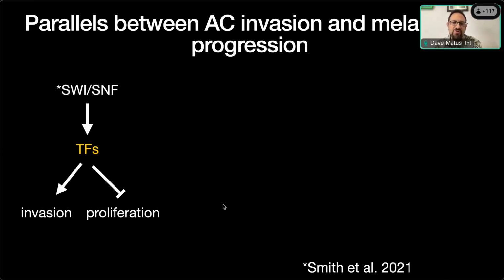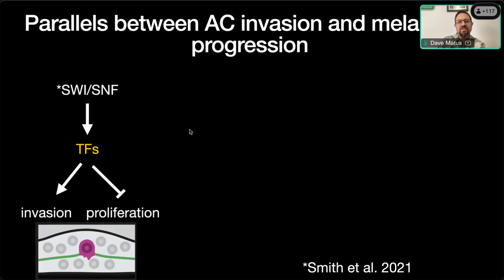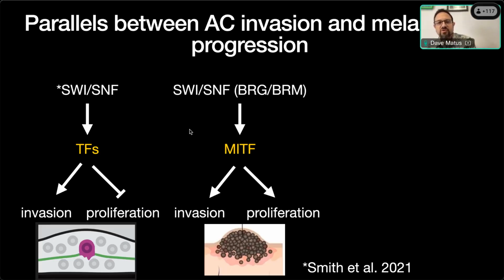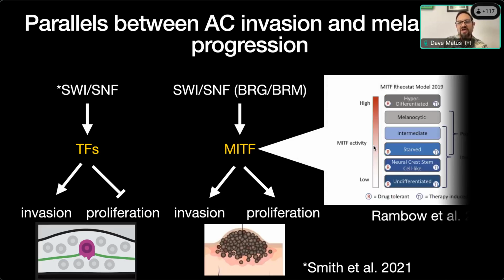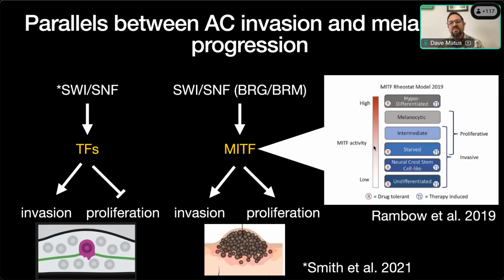A couple of years ago, a student in my lab, Jay Smith, did an RNAi screen identifying the epigenetic regulator, the chromatin regulator, SWI/SNF, as a clear upstream regulator of the transcription factors that were controlling this dichotomy. And it turns out that in melanoma, this same sort of program is used, where SWI/SNF controls levels of the transcription factor MITF, and MITF acts as a rheostat: based on MITF activity, you're either proliferative or invasive. So you can see that clearly tumor cells also need to make these decisions between invasion and proliferation.